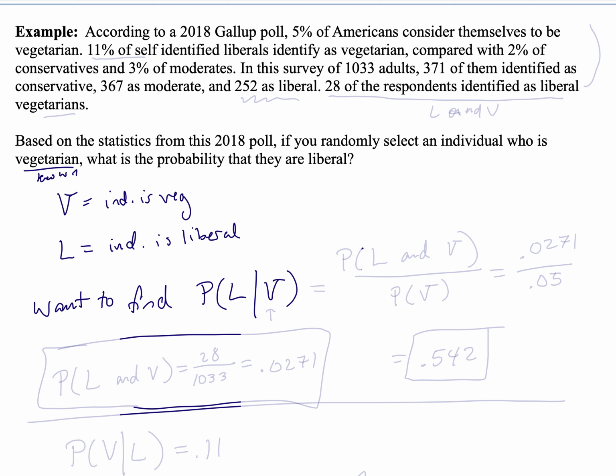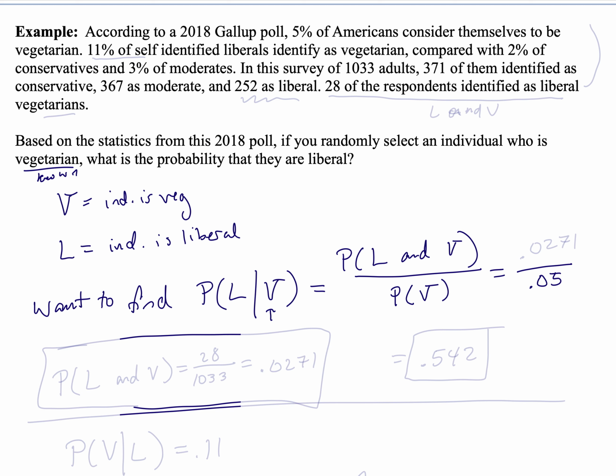We know just in terms of the formula that that's equal to the probability that both things are true, that they're liberal and vegetarian, divided by the second thing, the thing that we already know, the probability that they're vegetarian. So what do we have in here? We already know the bottom. We know that in general, the probability that any individual from this poll is vegetarian is 5% or 0.05. We still need to find the numerator, the probability that they're liberal and vegetarian.